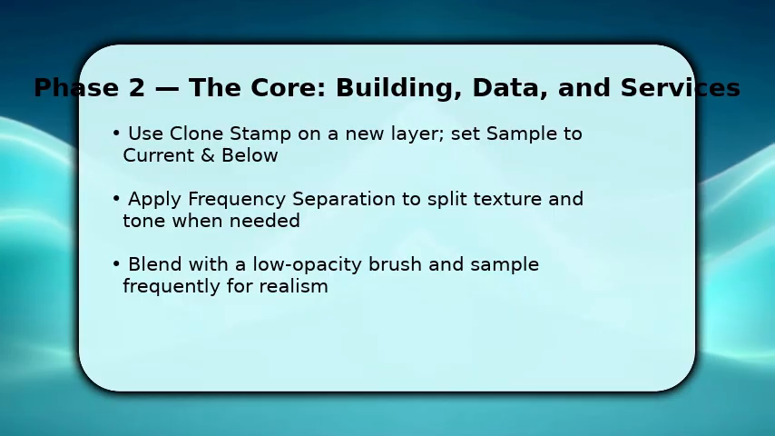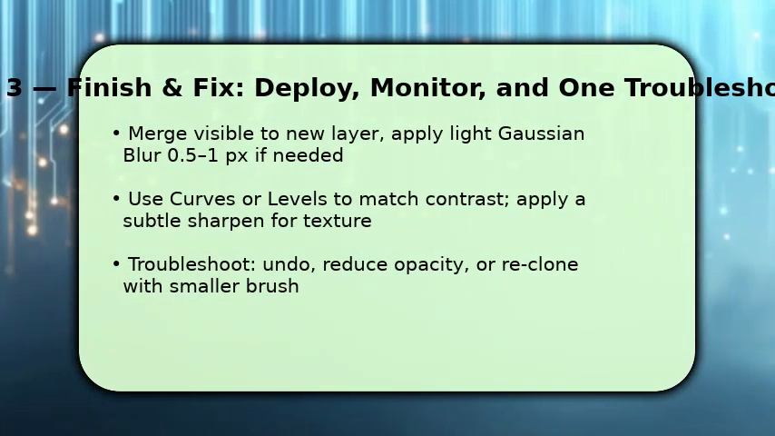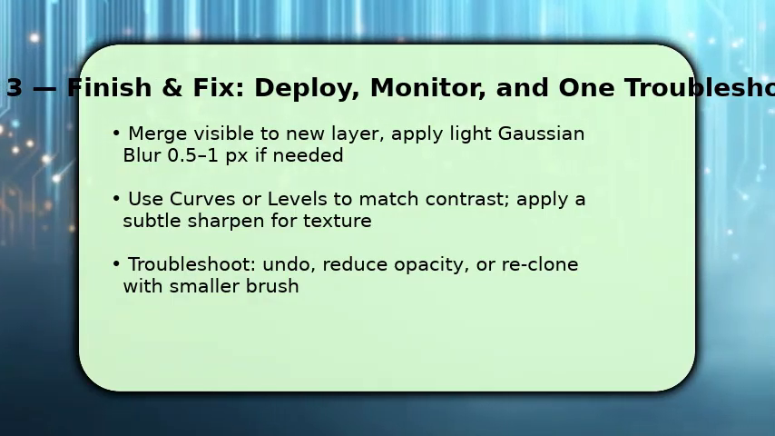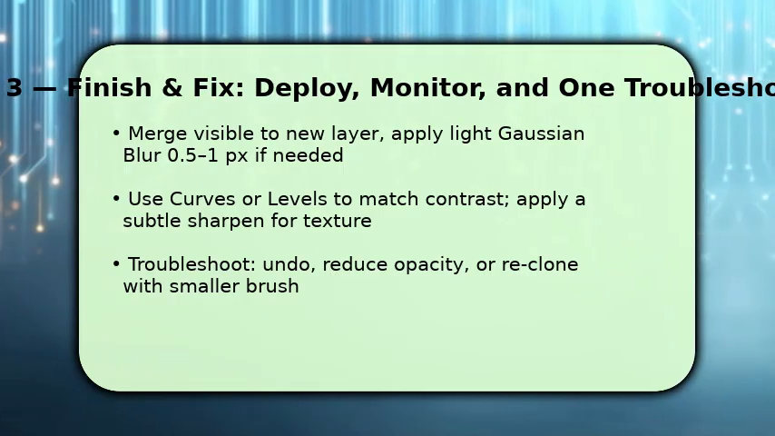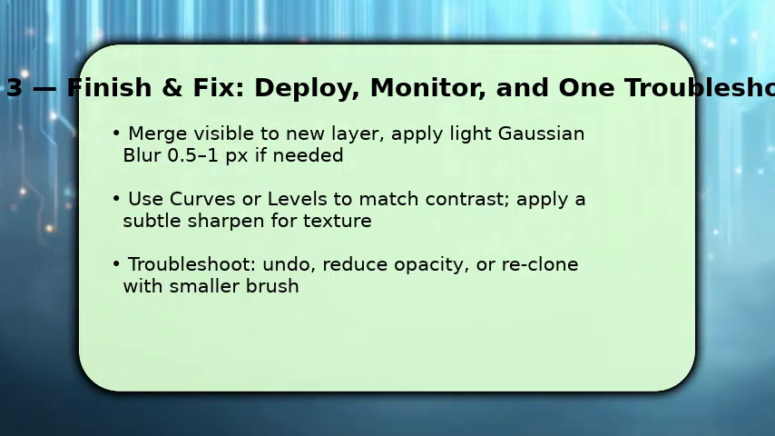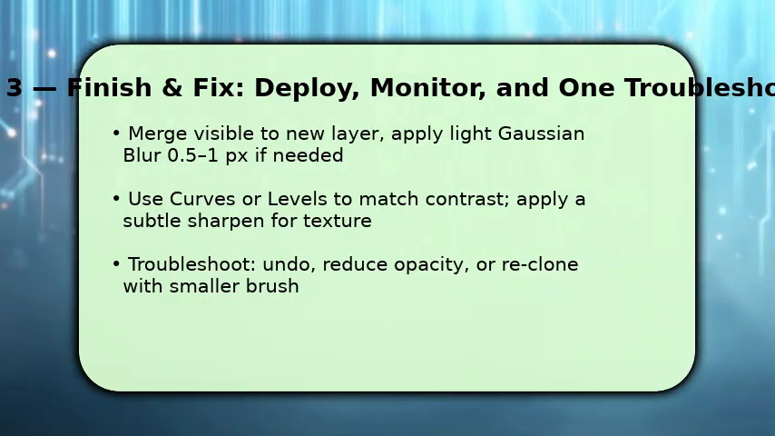To finish, make a merged visible copy and inspect at 100%. Once done, use a tiny Gaussian blur of about 0.5 to 1 px on problem fixes if they look too crisp, then correct global contrast with curves or levels to match surrounding tones. Finally, reintroduce texture with careful sharpening.